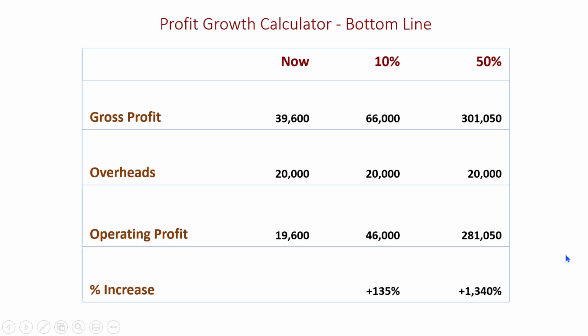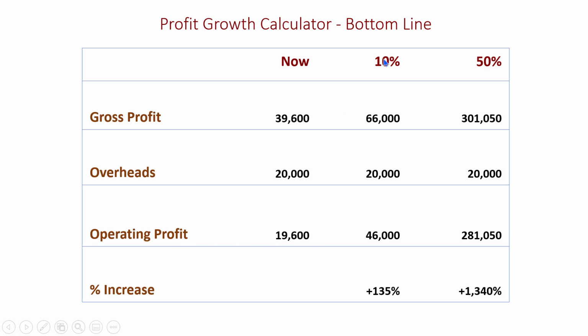Now, the way that works is, if we now look at what works to the bottom line, so we get our gross profit figures here. Let's say we've got £20,000 worth or dollars worth of overheads. So that would be things like wages, salaries, rent, rates, etc. If we take those overheads off, the first case where we didn't make any improvements, we end up with an operating profit of 19,600. Net profit's another word for that.